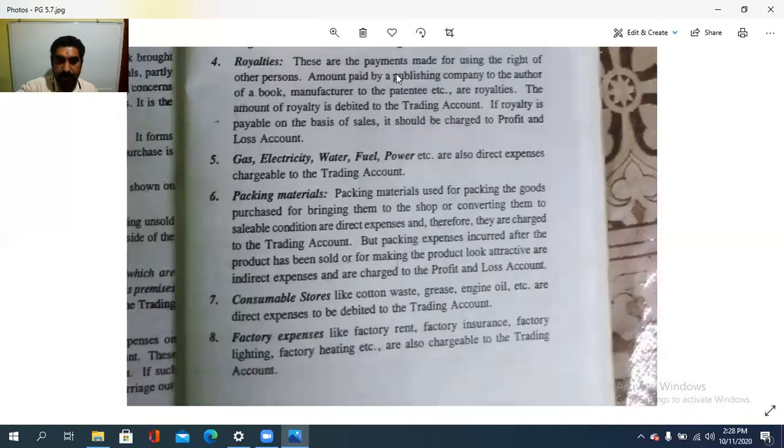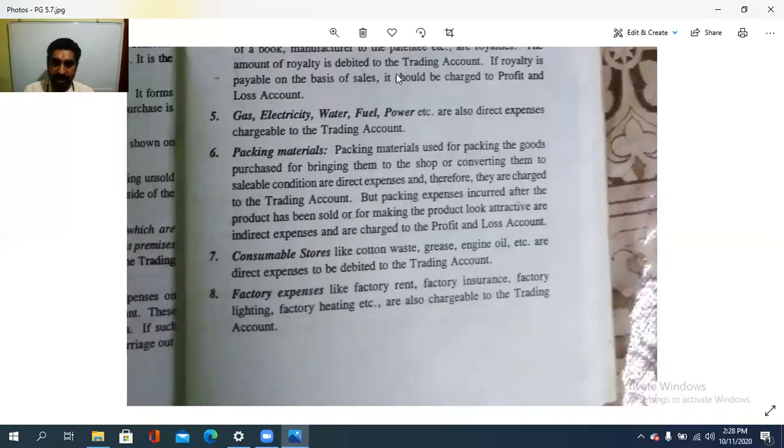Then packing material. Packing materials used for packing the goods purchased, for bringing them to the shop or converting them to a saleable condition, are direct expenses and they are charged to the trading account. But packing expenses incurred after the product has been sold, or for making the product look attractive, are indirect expenses and are to be charged to the profit and loss account. All the direct expenses are to be debited in the trading account; everything related to indirect expenses is charged to the P&L account.